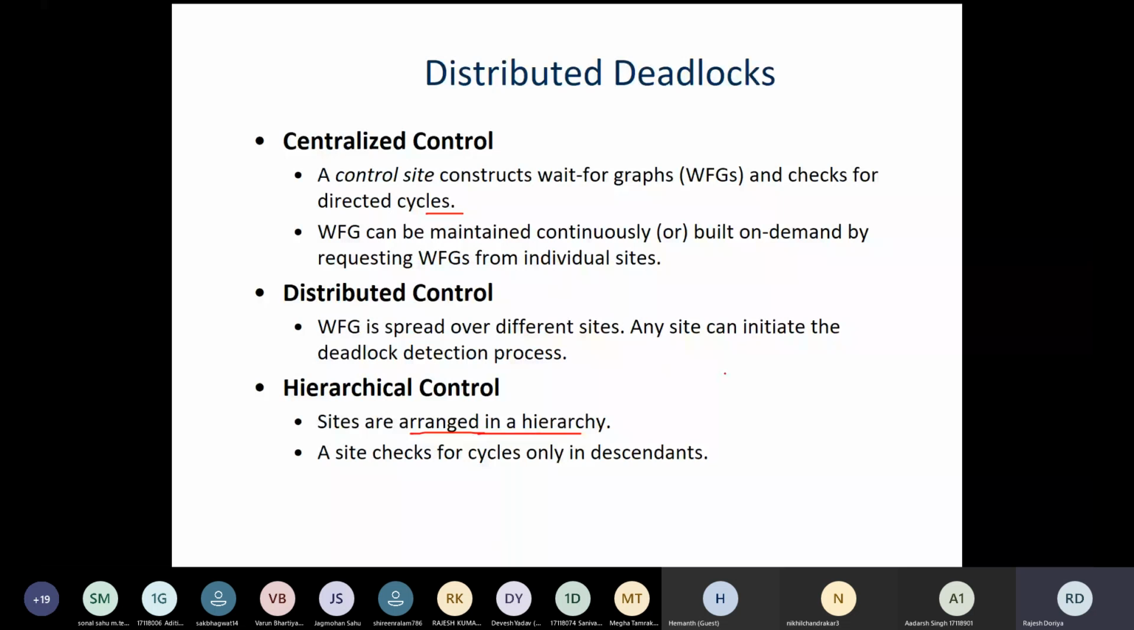So if this is the hierarchy, then only this particular node can construct the WFG for these two. Okay. So what we mean to say is that if we want to construct the WFG in between these three, then only the process which is behaving as a root node can construct the WFG graph. Leaf nodes cannot construct a WFG graph. Okay. So a site checks for cycles only in the descendants.